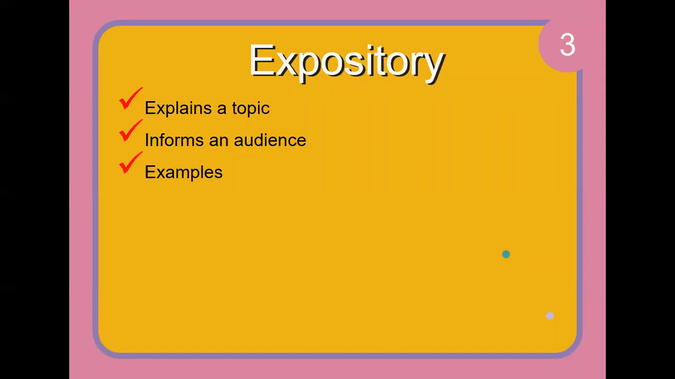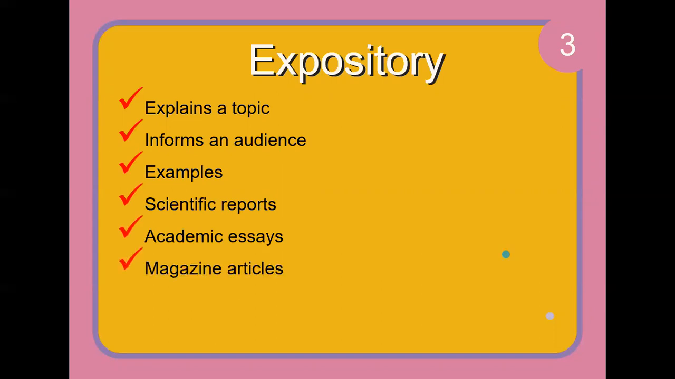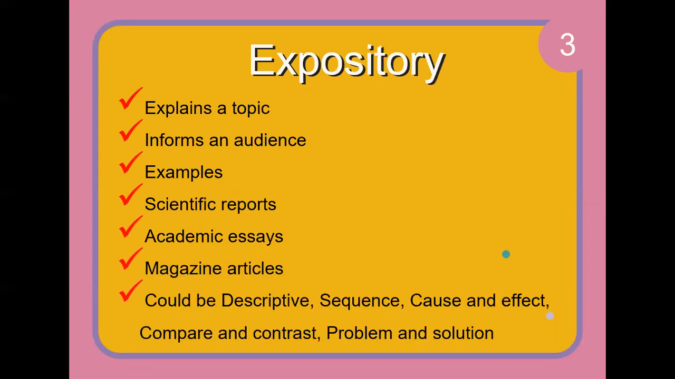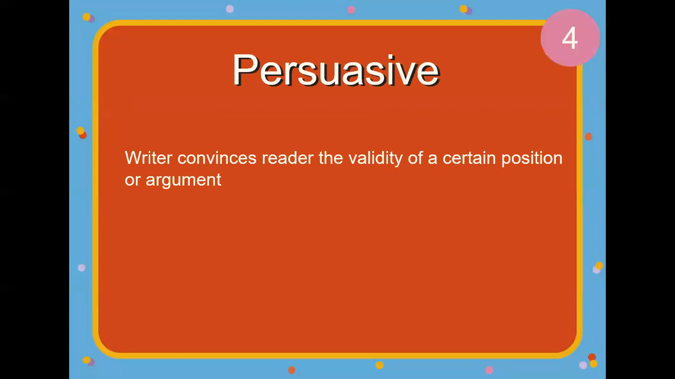So, some of the examples of expository writing could be scientific reports, academic essays, and magazine articles. It could be descriptive, it could be done in a sequence, it could be related to cause and effect, it could be related to comparison and contrasting, and it also could be related to problem and solution. So, having understood the expository style of writing, let us now understand the persuasive style of writing.